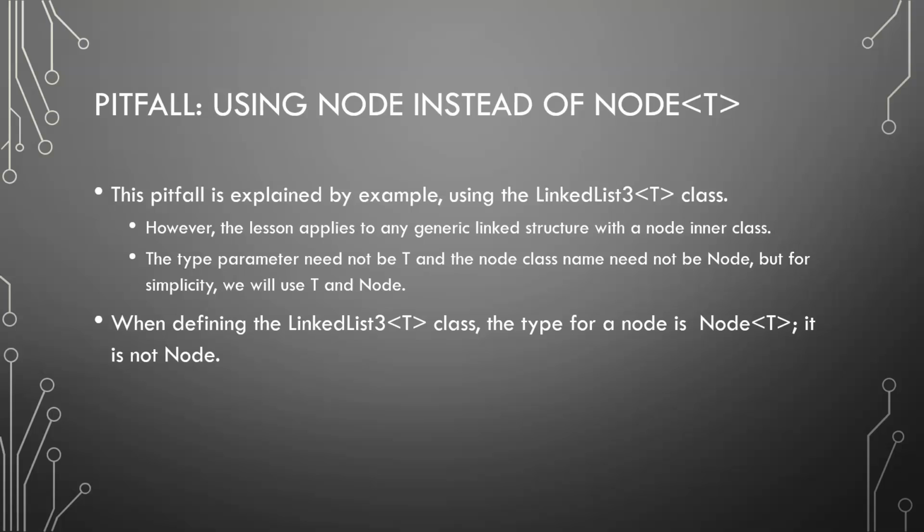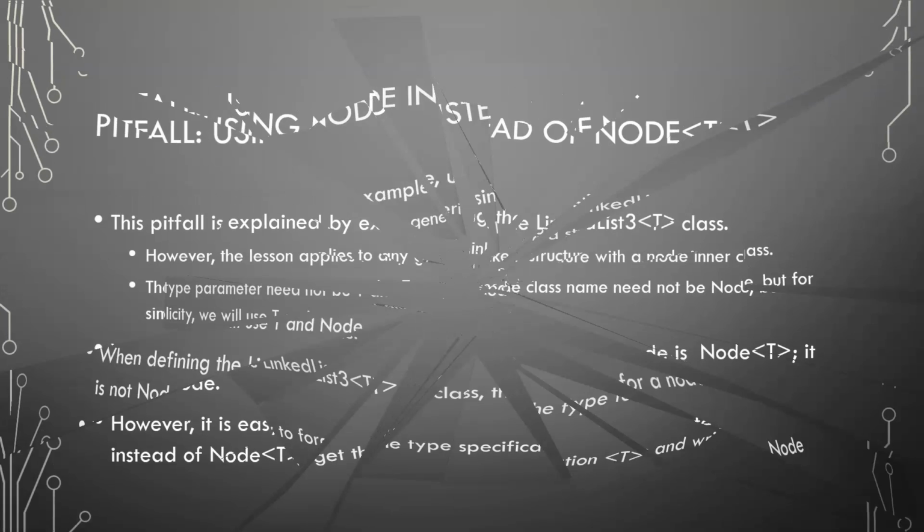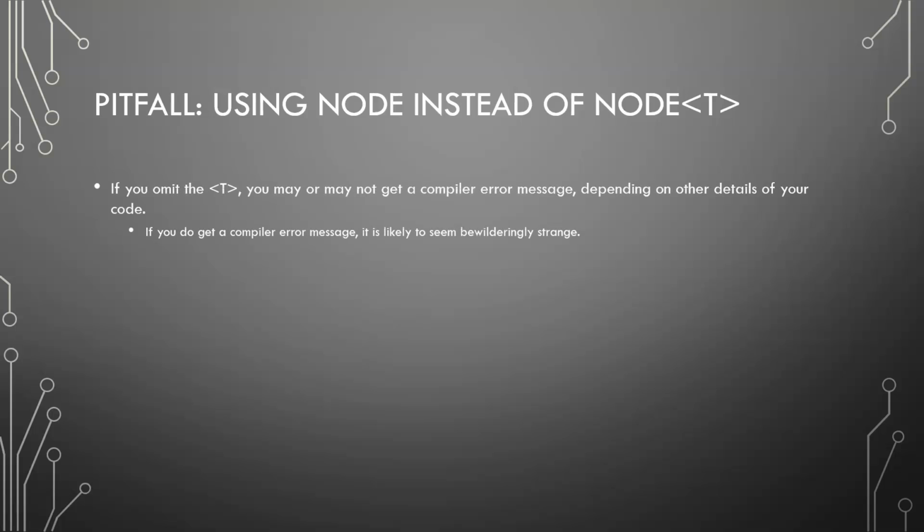So when you're defining the LinkedList3<T> class, the type for a node is Node<T>. It is not simply Node. However, it's easy to forget the type specification T and write Node instead of Node<T>. If you omit the <T> with the angle brackets, you may or may not get a compile error message depending upon the other details of your code. It's very possible you could just put Node in there and it won't give you any errors.